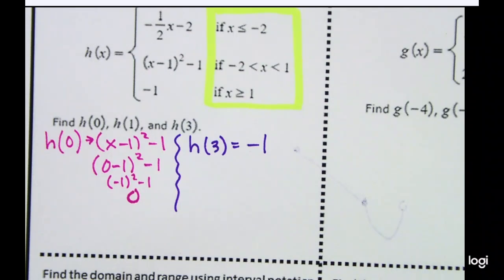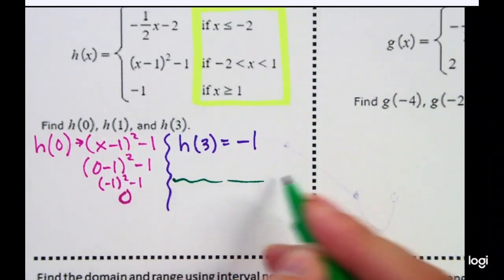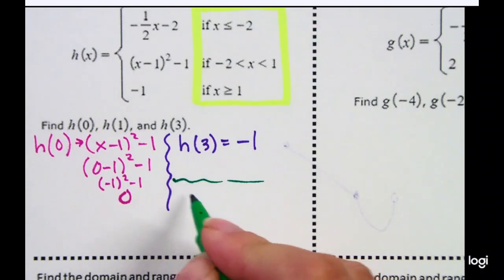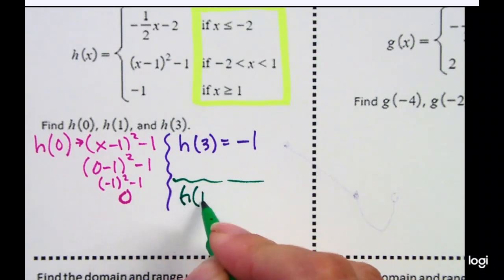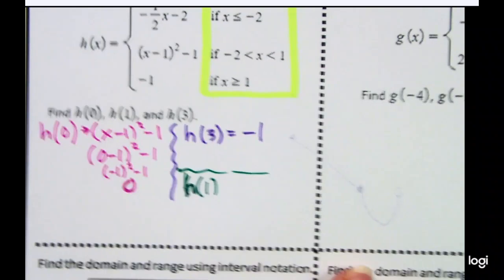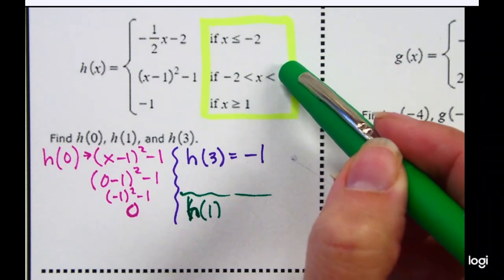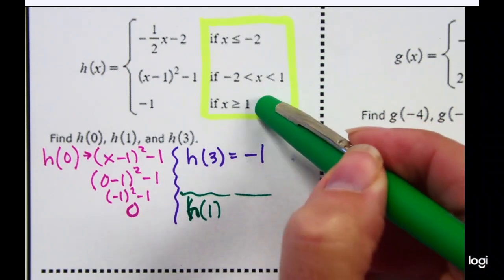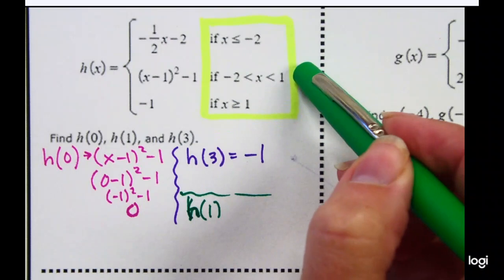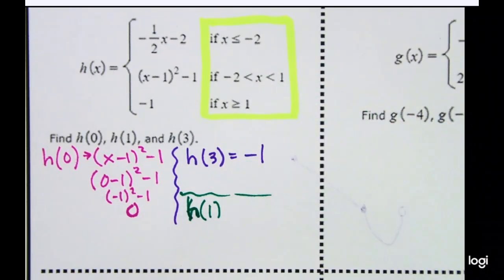And then let's do this one. Let's see. Well, I have h of 1. So I need to determine which one works. One shows up here and here, doesn't it? So how do I know which one to use? It is the bottom one.